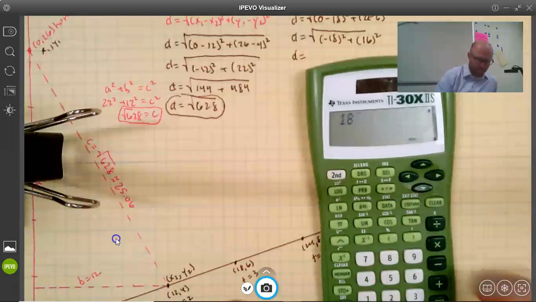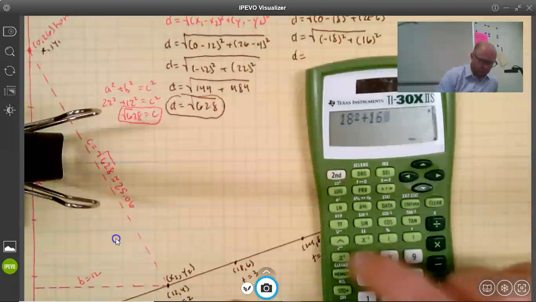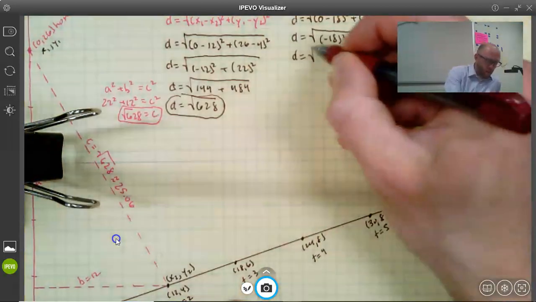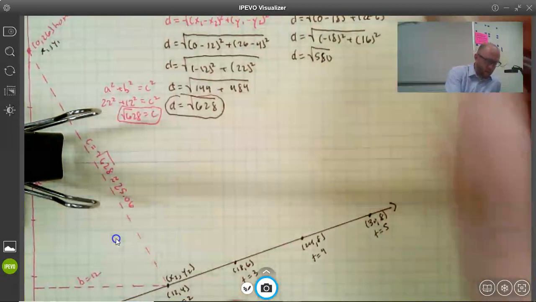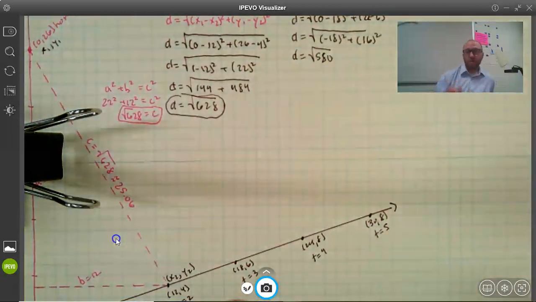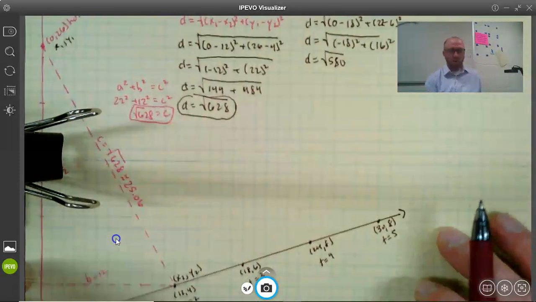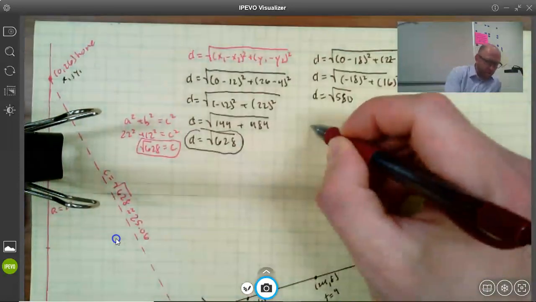18 squared plus 16 squared gives us 580. Square root of 580, which is not 34. So it's not that point. Let's try the next one, 24, comma 8. So let's see, we'll do distance.